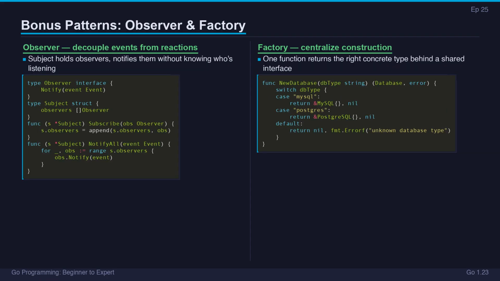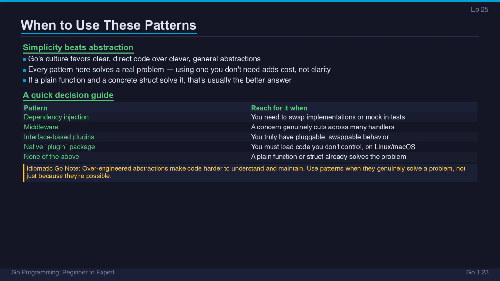The observer pattern decouples a source of events from its reactions. A subject holds a slice of observers and calls Notify on each when something happens, so the subject never needs to know who's listening or how many. And the factory pattern centralizes object construction behind a function, NewDatabase("postgres") returns the right concrete type behind a shared interface, so callers never switch on type themselves. All four patterns from this section, builder, strategy, observer, factory, are just interfaces and functions, composed slightly differently depending on the problem shape.